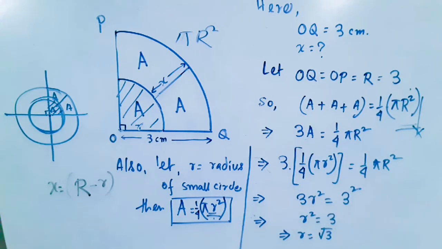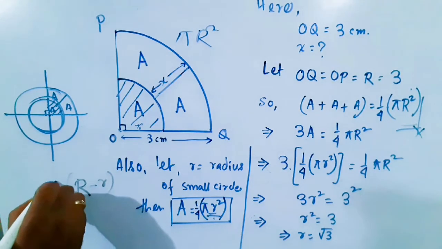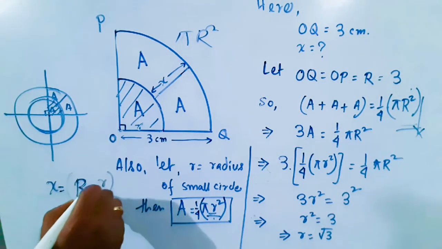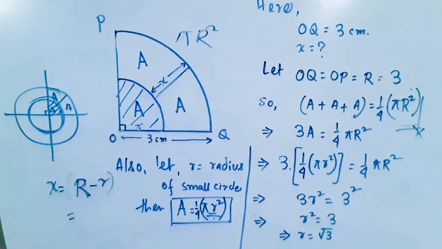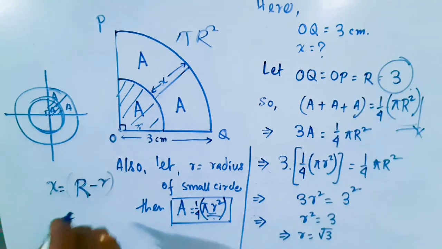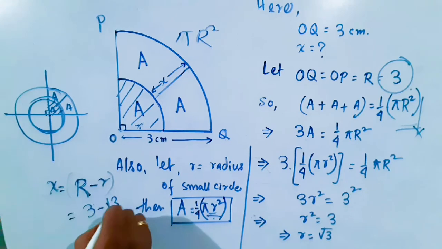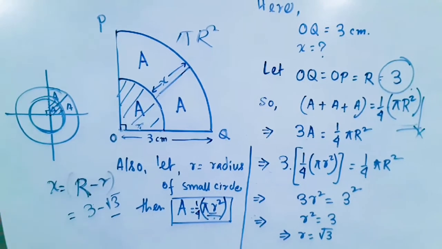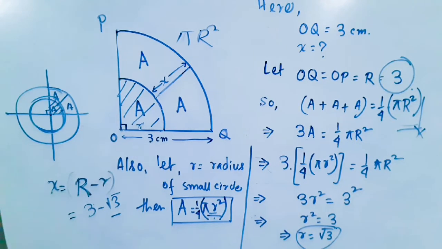So what is the value of x? This is very simple. X equals capital R minus small r. What is the value of capital R? 3. So 3 minus root 3. Root 3 equals small r. So this is the lengthy process. We have another shortcut way that can be calculated without losing much time. So there is a recap of shortcut.